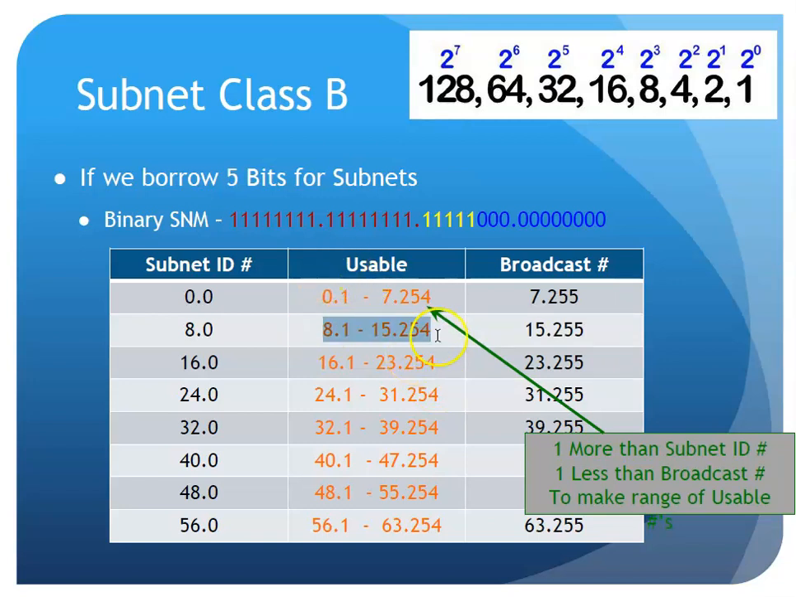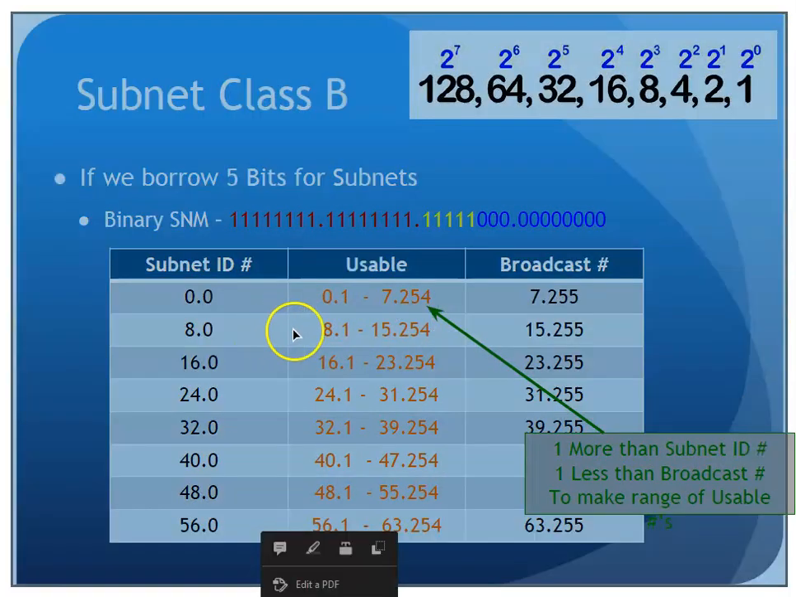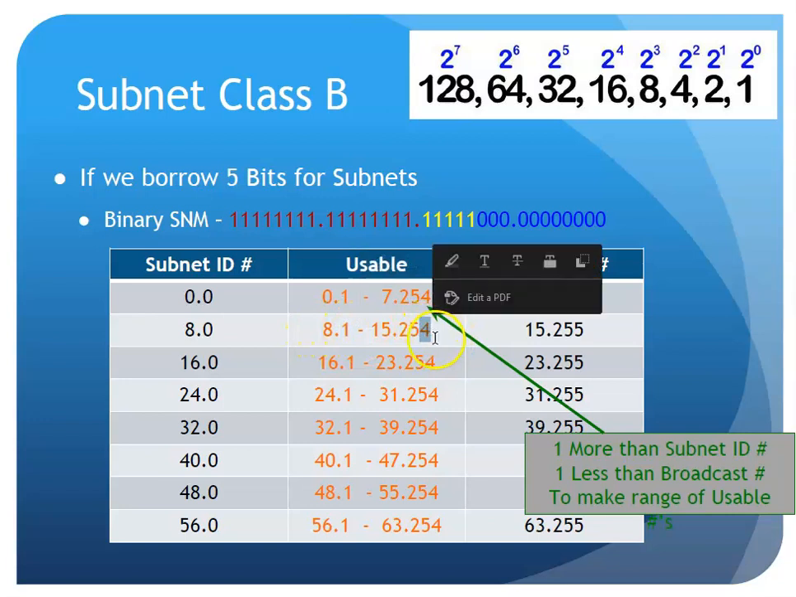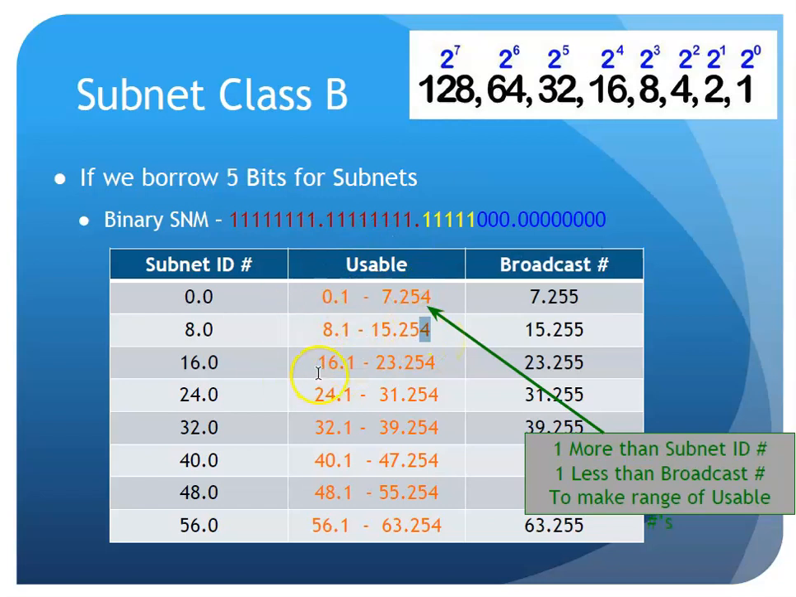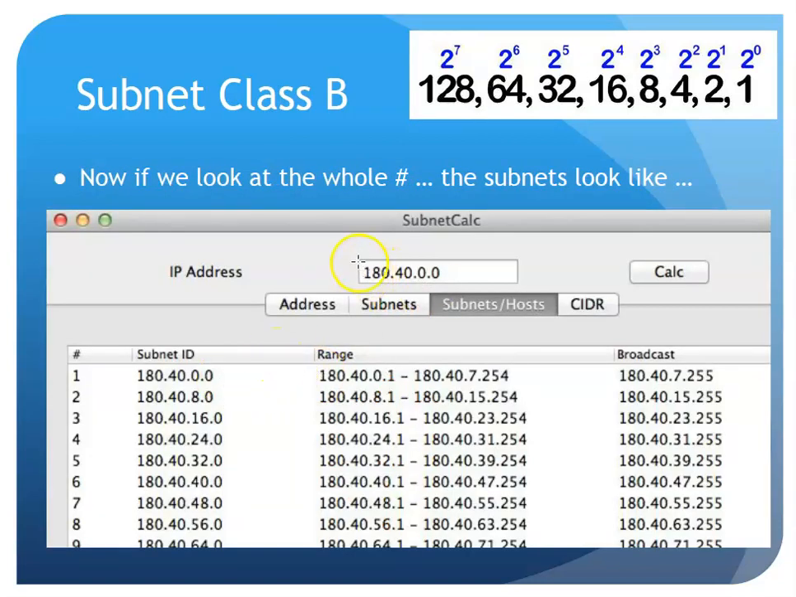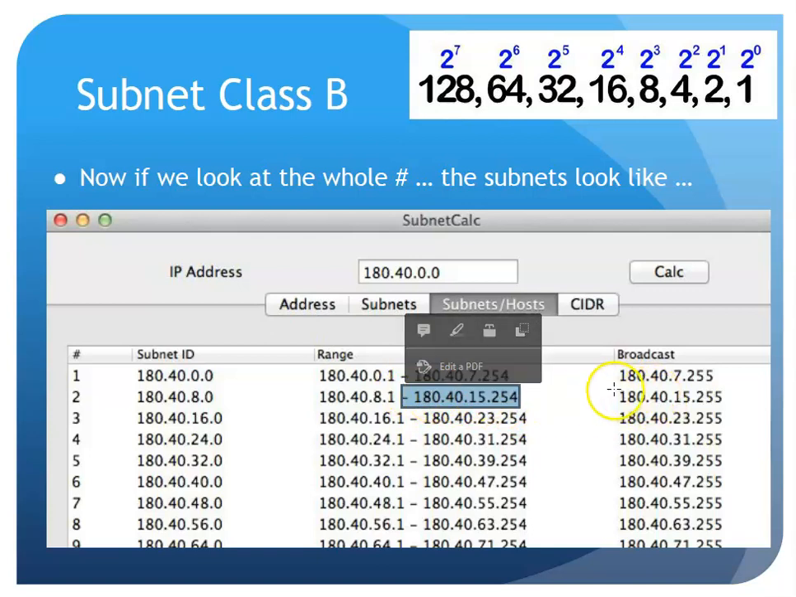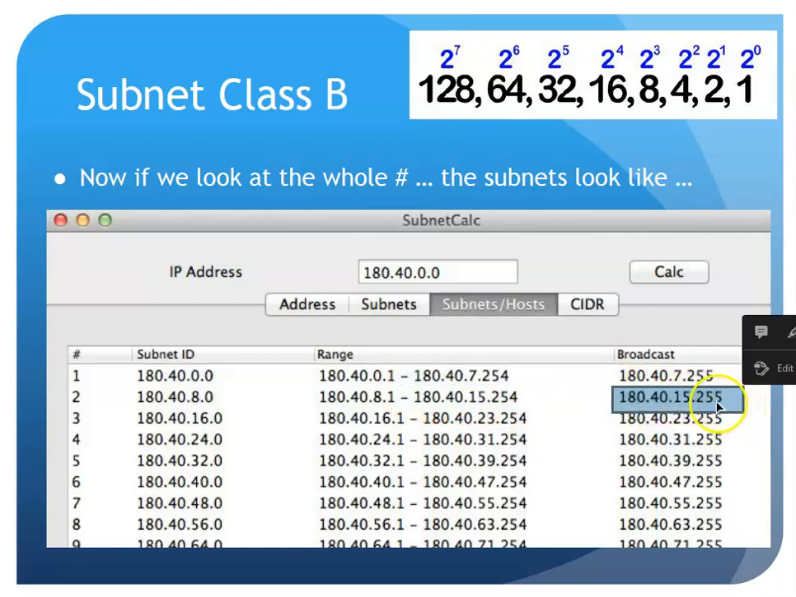So here are my usables for a Class B. Incremented by 1 over here on the far right, decremented by 1 over here on the far right to get my usables. And again, if I plug this into a subnet calculator, plugging in the full IP, I see that 180.48.0 is the network number, 180.48.1 is the first usable, 180.40.15.254 is the last usable, and then 180.40.15.255 is the broadcast address for that subnet.